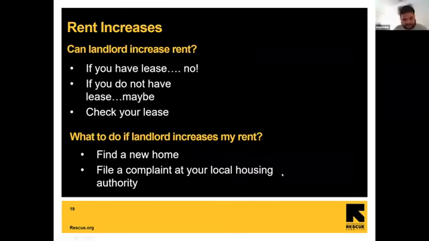So we're going to talk a little bit now about rent increases. The question we see sometimes is, can a landlord increase my rent? And the answer is, if you have a lease, no. If you have a lease and it says how much you're supposed to be paying for rent, they're not supposed to change that. If you don't have a lease, they could technically change your rent, right? In that month-to-month situation, they're able to change the amount you're paying every month.